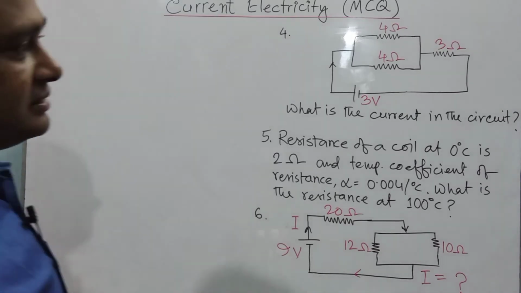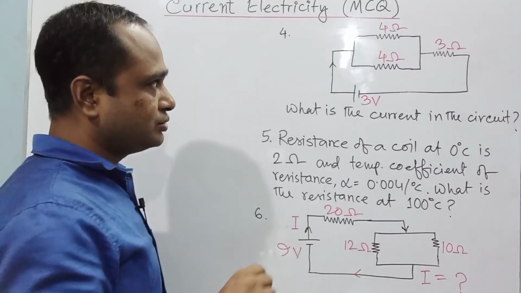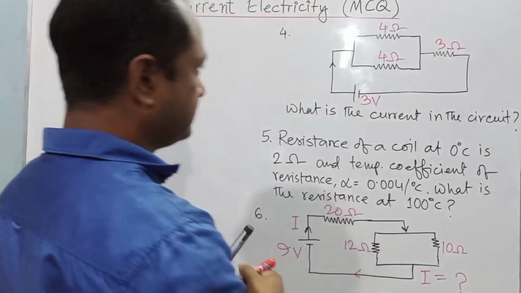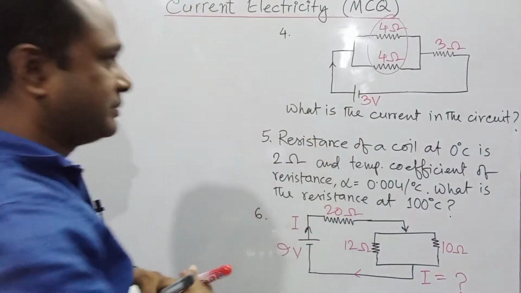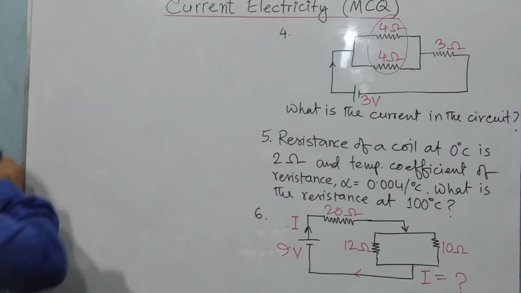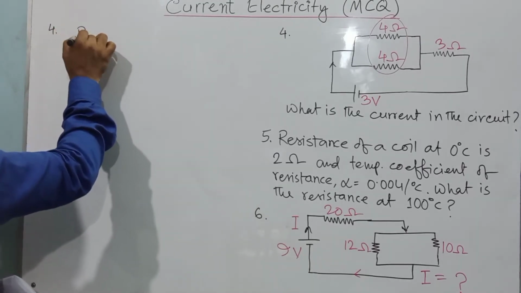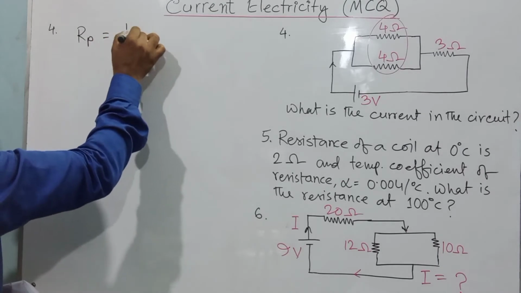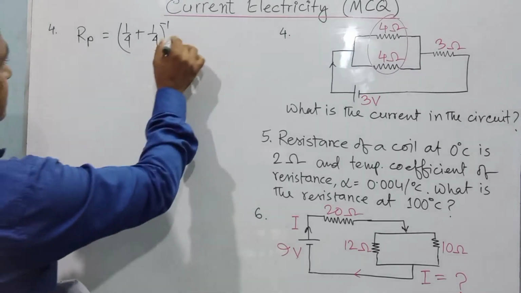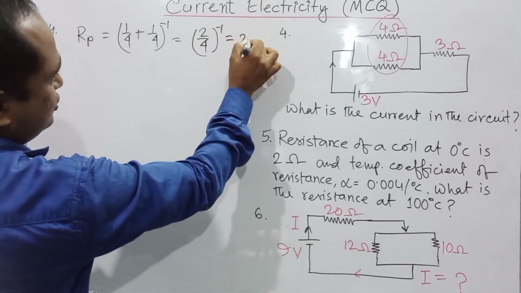To calculate the current in the circuit, first we have to calculate the equivalent resistance of the circuit, and to do that first we have to calculate the equivalent resistance of the parallel combination. Here 4 ohm and 4 ohm are connected in parallel. So the equivalent resistance for the parallel combination, denoted by Rp, is equal to (1/4 + 1/4) inverse, equal to (2/4) inverse, that is 2 ohm.